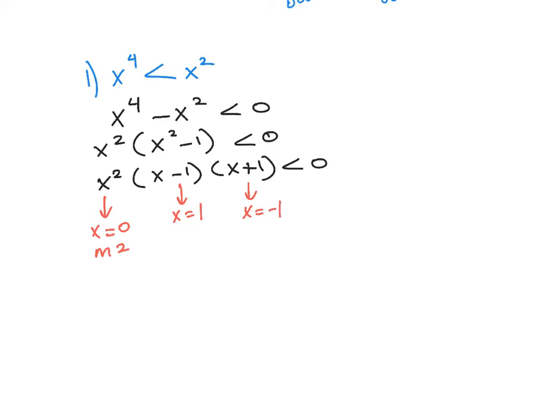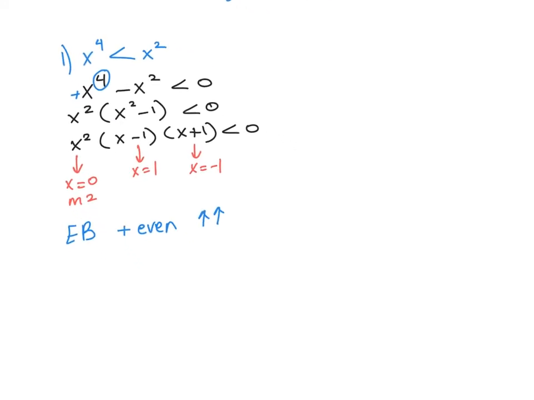So I looked at the roots and I looked at the behavior at that root. Now the third thing I need is the end behavior. So this is a positive even function. So then my graph will be going up up. Now we're ready to sketch that graph.